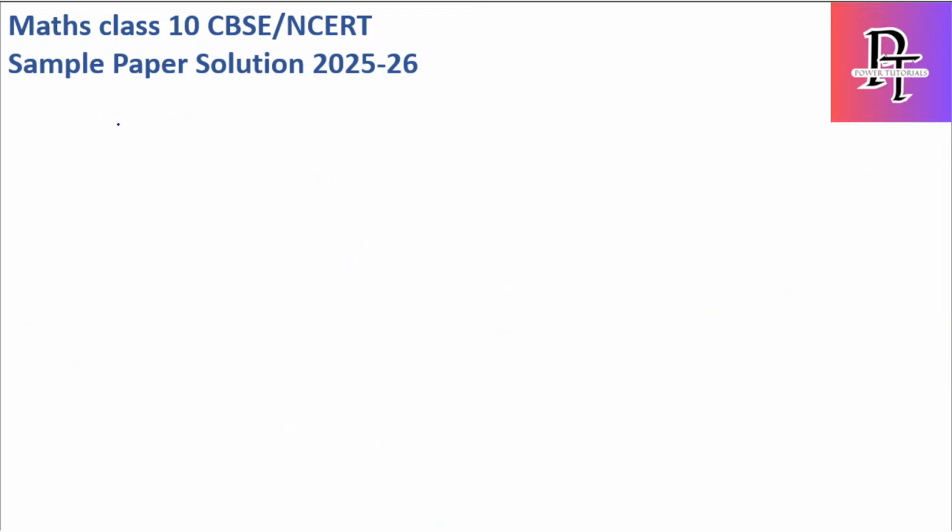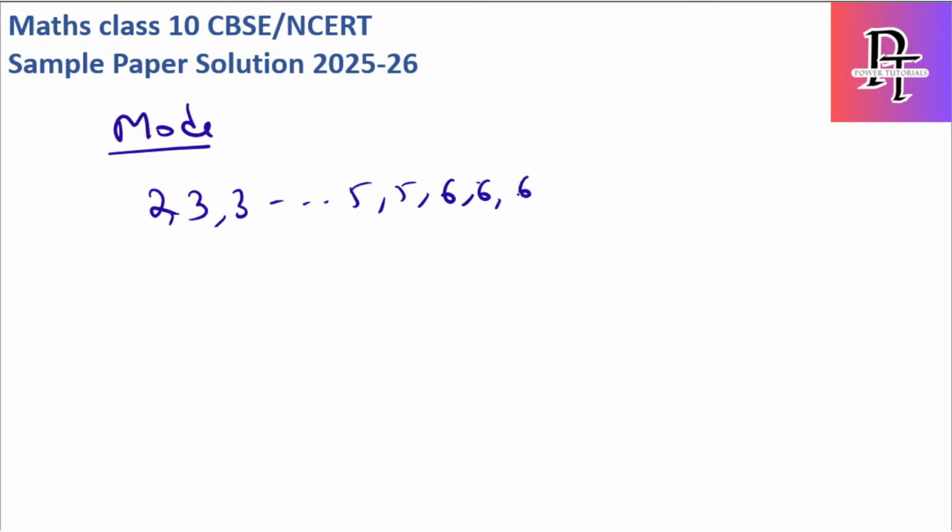Okay, this is for median. Now the mode formula. For random numbers like 2, 3, 3 and so on, 5, 5, 6, 6, 6, how do we find the mode for this type of series? It is easy: the most repeated value will be nothing but the mode for this type of series.